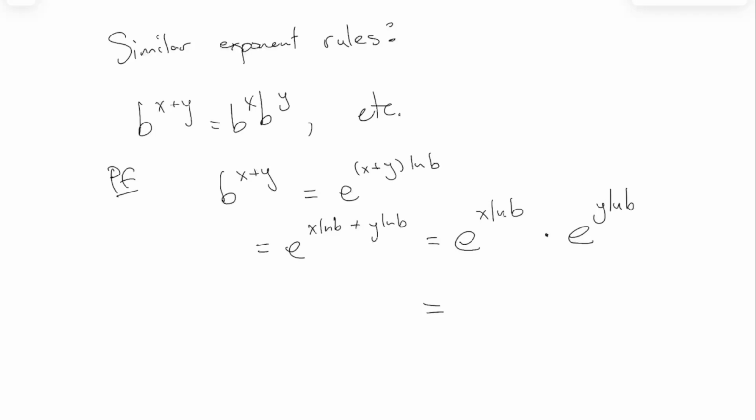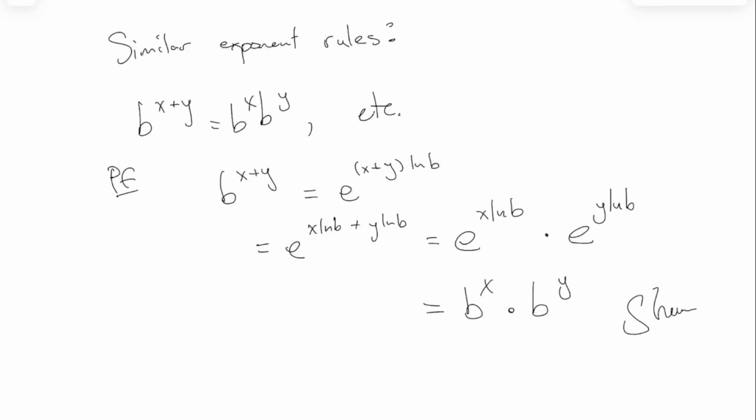That is the definition of b to the x, right? And the other one is the definition of b to the y. And that's what we wanted, right? We start with b to the x plus y and end up with b to the x times b to the y.